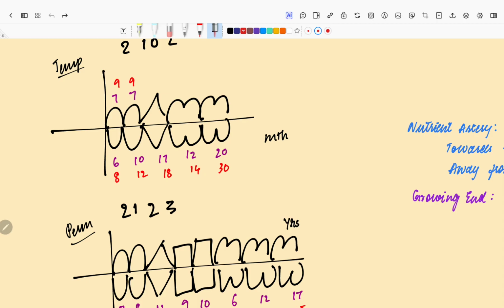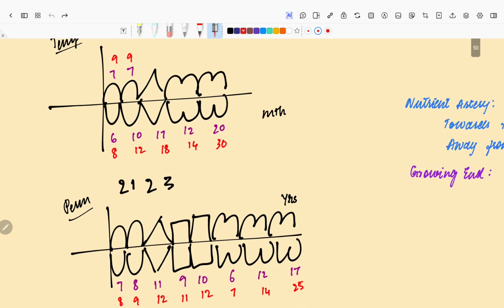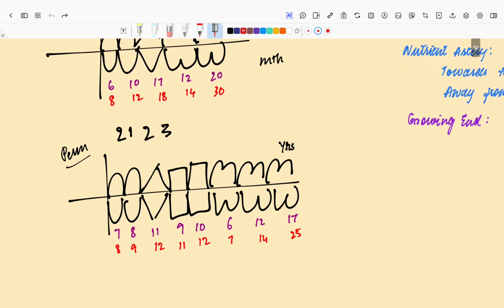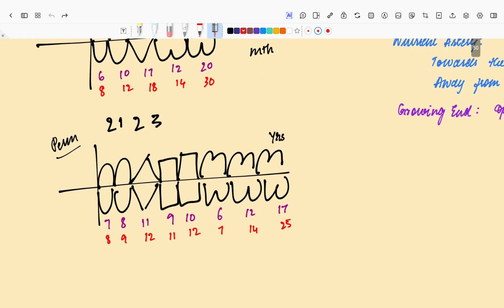This is the beginning of this range and it can appear anytime within this range. This is the lower limit, this is the upper limit of the range. Remember the lower end of the range, and you can add 1 or 2 months to it for the upper limit of the range. Now coming to the permanent teeth, we know there are the central incisor, lateral incisor, canine, first premolar, second premolar, and first molar, second molar, third molar.